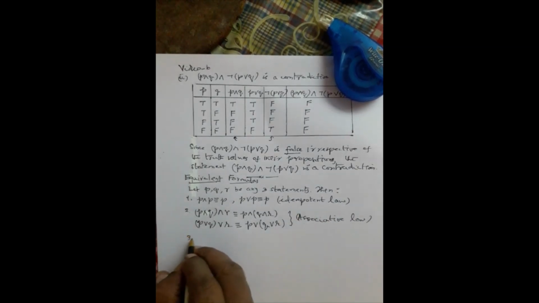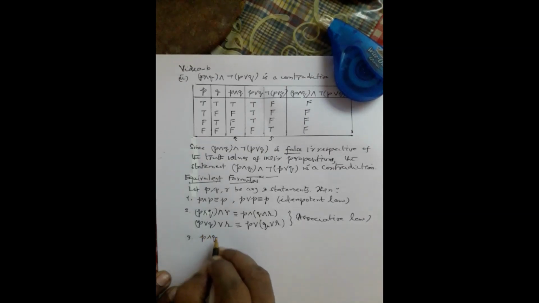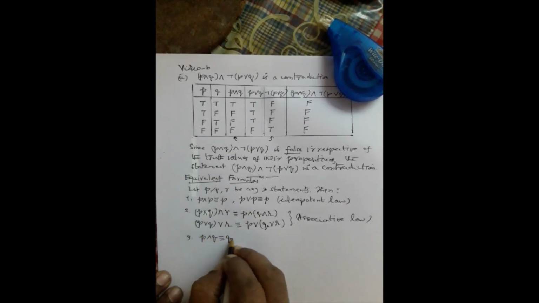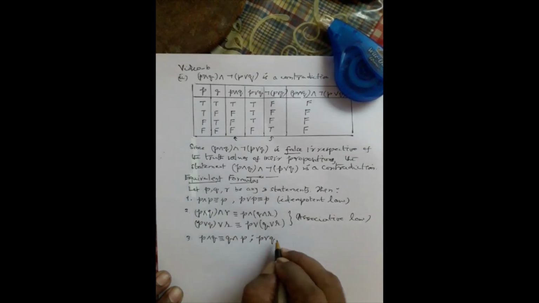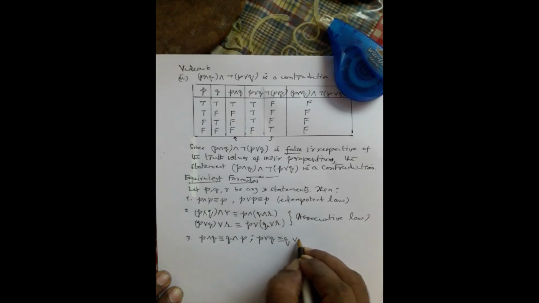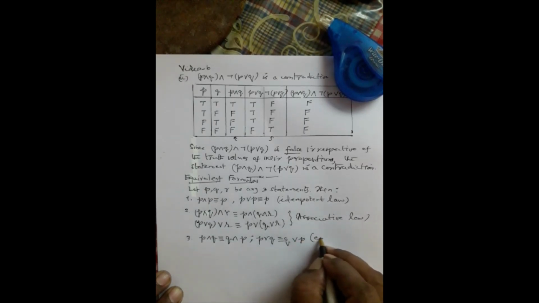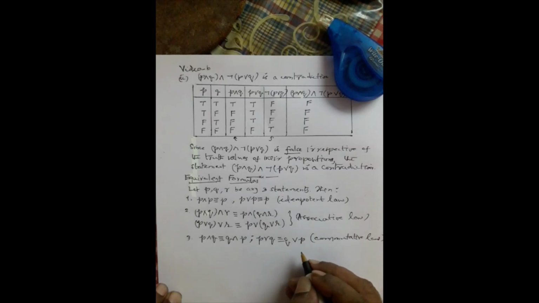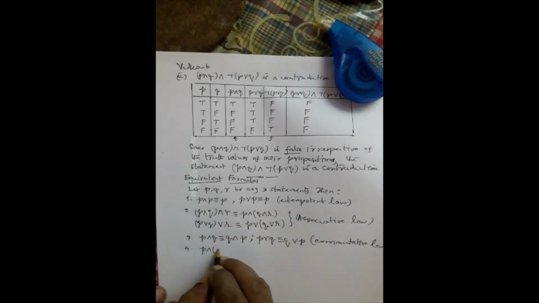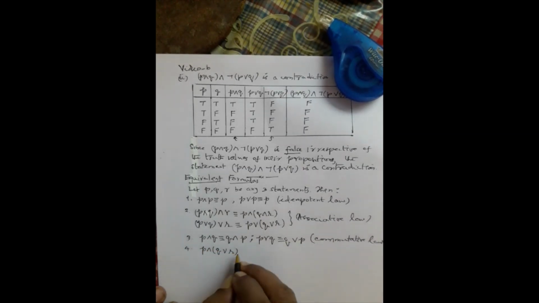Commutative law. P and Q is logically equivalent to Q and P. P or Q is logically equivalent to Q or P. This is commutative law.